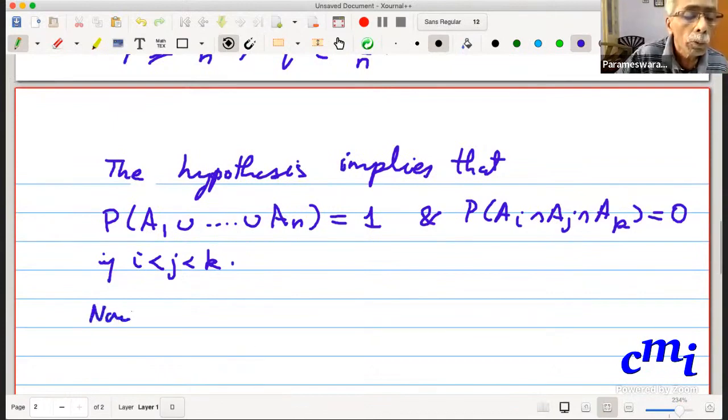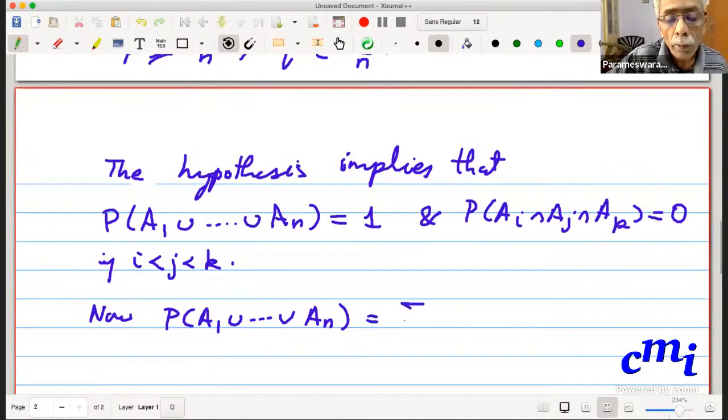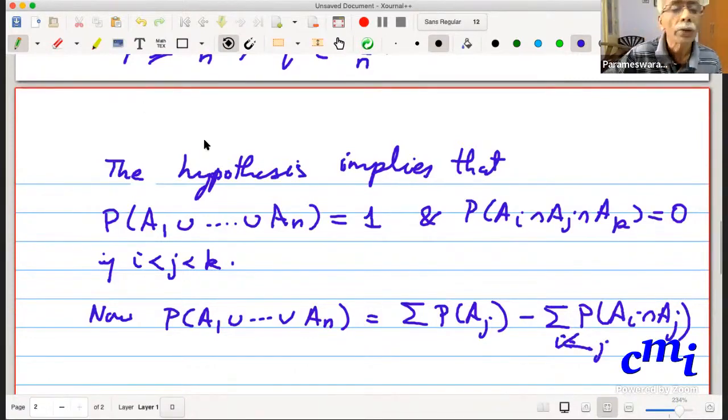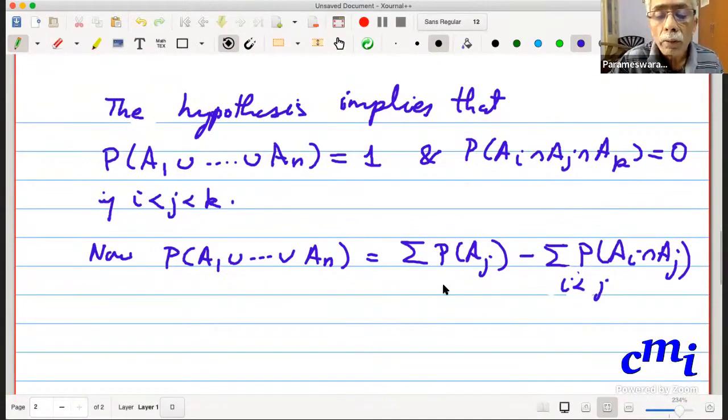So now you compute P of A1 union AN. This is equal to the summation of the probability of AJ, minus the summation of the probability of two of them occurring, AI intersection AJ, where I is strictly less than J. Here each one of them is P, so this is J going from 1 to n, and here 1 is less than or equal to I less than J. So this is equal to N times P and some negative quantity. And you can in fact write what that negative quantity is.